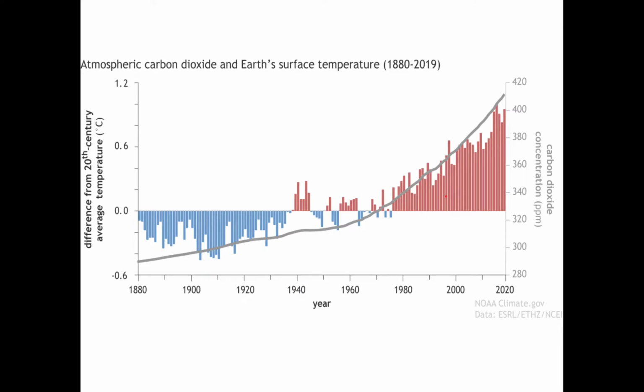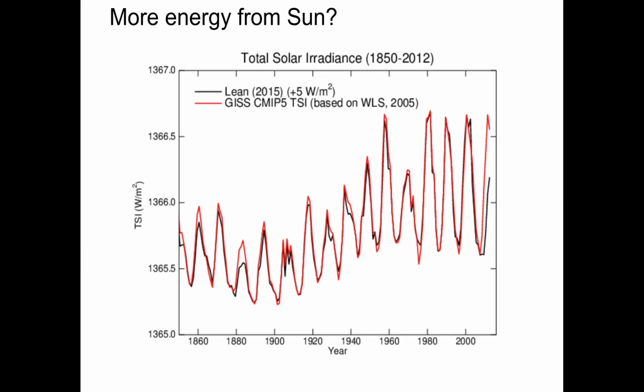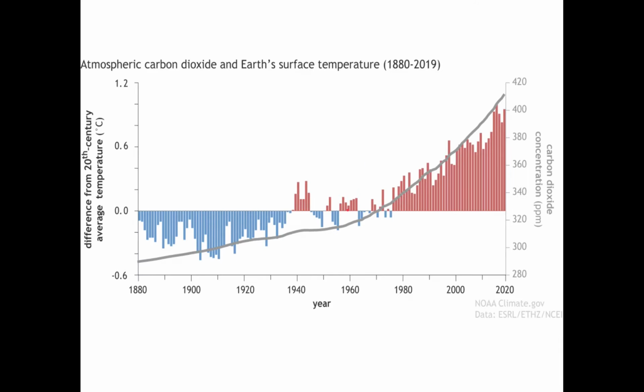So here we've got the colors going from blue to red. Are the temperatures cooler or warmer? If they're red, they're warmer. If they're blue, they're cooler relative to the whole 20th century average. So it looks like from 1960 to 2000, the amount of energy coming in from the sun was about the same. And in that time, we have recorded the warmest decade ever, which beat the record of the previous decade, which beat the record of the decade before that.